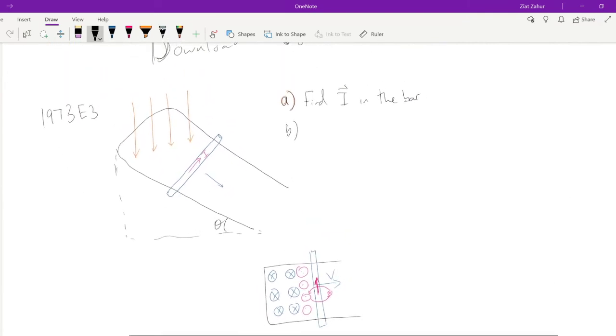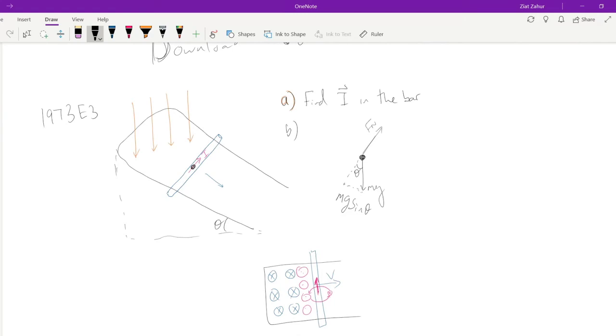FBD. So if I did an FBD on this bar here, of course, we have mg that is straight down, and mg sine theta is pulling us downwards. So this is theta. Mg sine theta is pulling us downwards. And the normal force is perpendicular to the ramp. Okay.